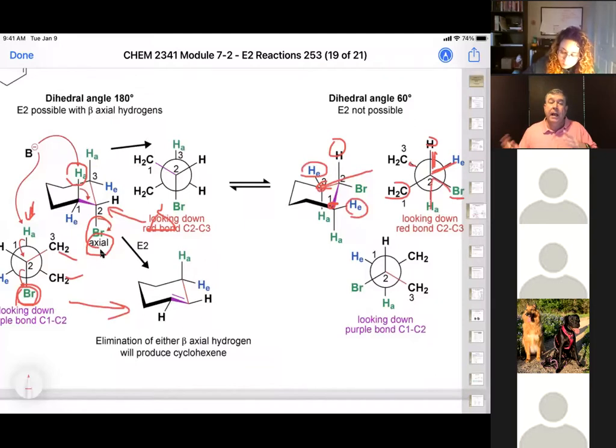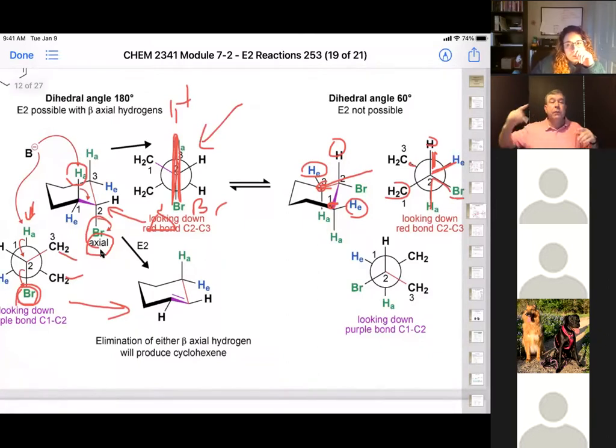Okay, we have to wait for it to flip over to the axial bromine so that we can get this 180 degree between our hydrogen and our bromine. So we have to wait for it to flip back and forth, and only this configuration will undergo E2. All right, questions on that? So in the case of straight chains, we're looking for free rotation. In the case of cyclohexanes, we're looking at the ring flip.